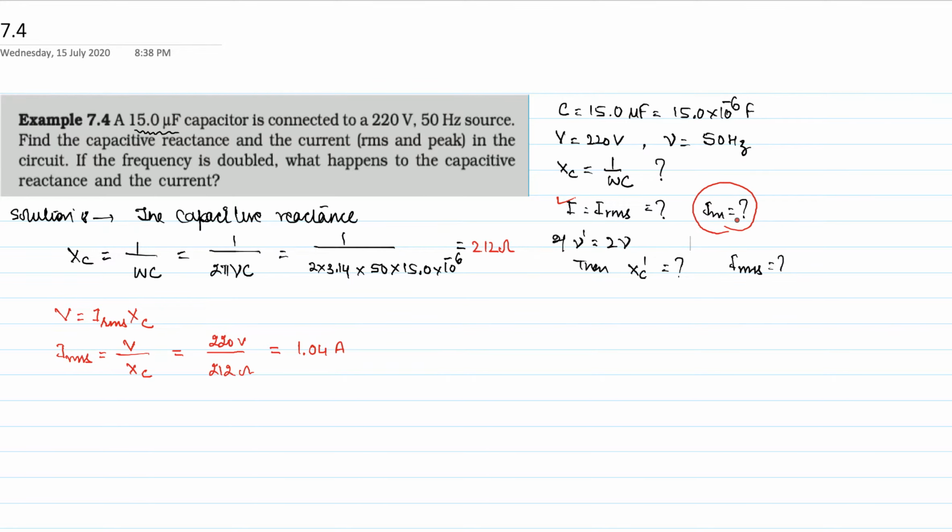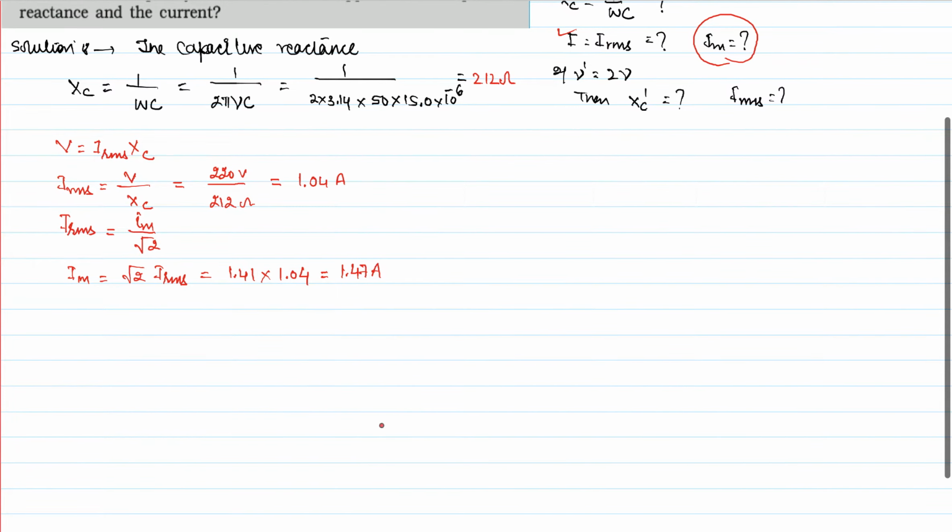Another thing that is asked from you is the maximum value of current. We have the relation I root mean square value of current is equal to the maximum value of current upon under root 2. So the maximum value of current is equal to under root 2 times I root mean square value of current. This means it is 1.41 times 1.04, so this is then equal to 1.47 ampere.